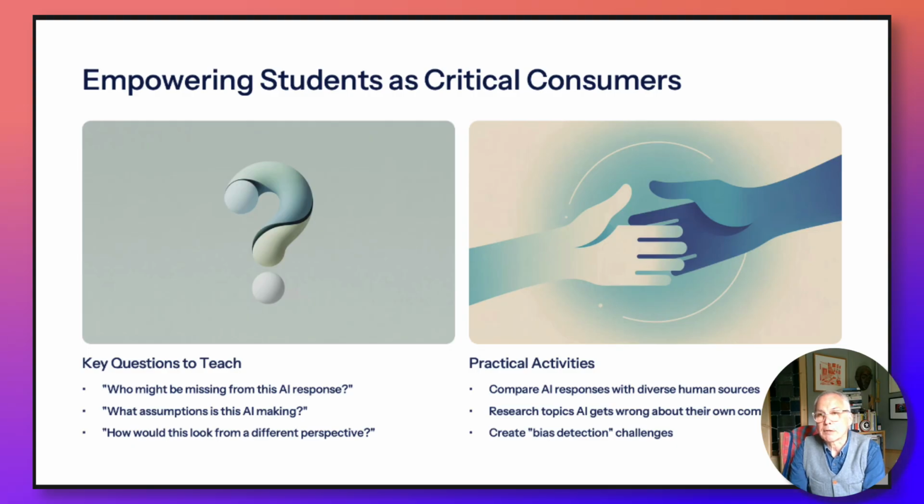Create practical activities where students compare AI responses with diverse human sources, or search how AI represents their own communities. Make bias detection engaging through games and challenges. Remember, you're not teaching students to fear AI, but to use it thoughtfully and critically.